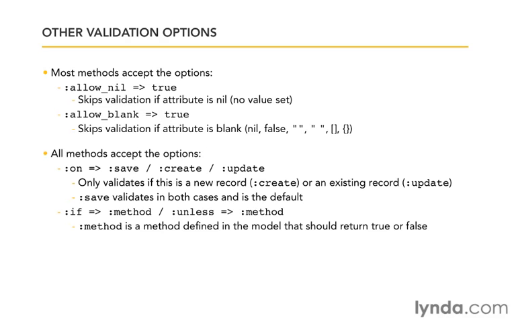And then last of all, we have if and unless. So you can use if and then give it a method name or unless and a method name. And this validation will only run if that method returns true or false. So we're going to need to define the method in our model, and that method will need to return true or false. The method can do absolutely anything you want, but it needs to return true or false to the validation. So that gives you a really good overview of validations. Let's go to the next movie and we can try them out on our application.